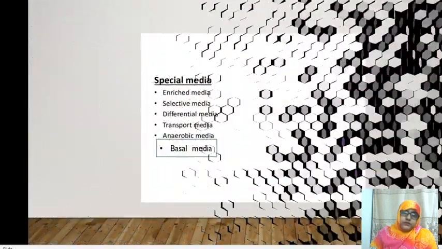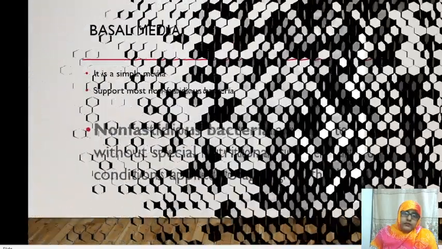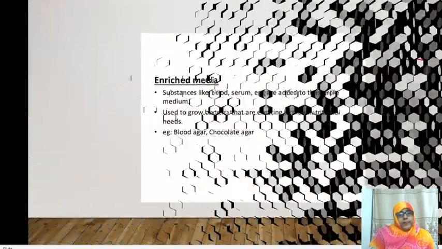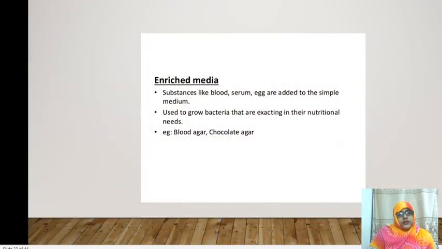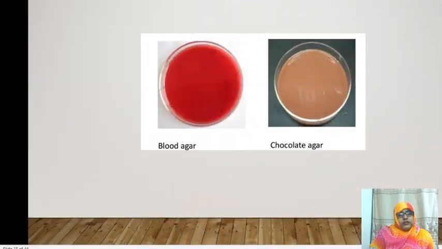Then special medias were discussed as enriched media, selective media, differential media, transport media, anaerobic media and basal media. Basal media are very simple media and support non-fastidious bacteria which do not require any nutritional supplement for growth. Then enriched media, specific nutrition is added into it like blood agar and chocolate agar. You can see here blood agar is of red color, chocolate agar is of chocolate color.